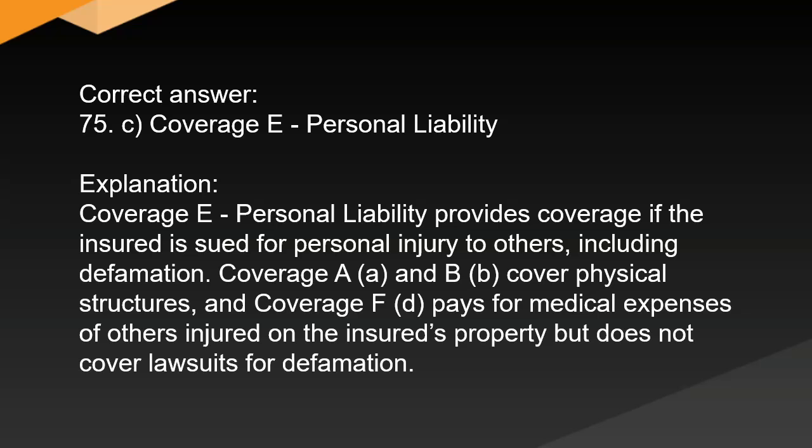Correct answer: C. Coverage E, Personal liability. Explanation: Coverage E, Personal liability, provides coverage if the insured is sued for personal injury to others, including defamation. Coverage A and B cover physical structures, and coverage F pays for medical expenses of others injured on the insured's property but does not cover lawsuits for defamation.